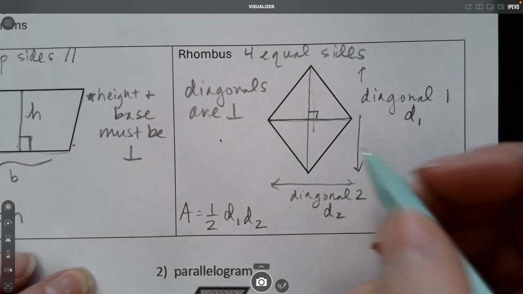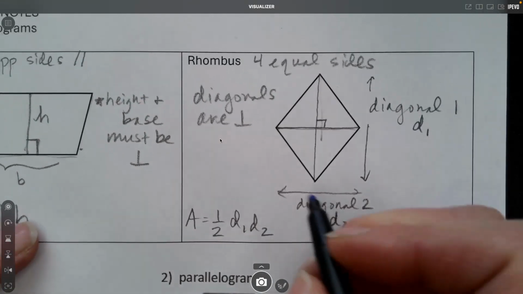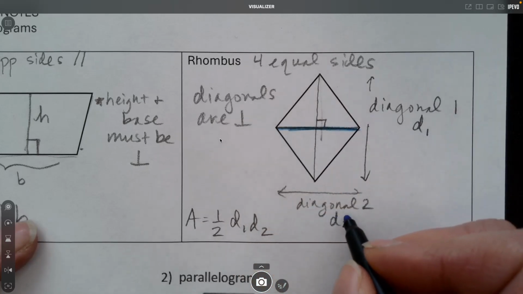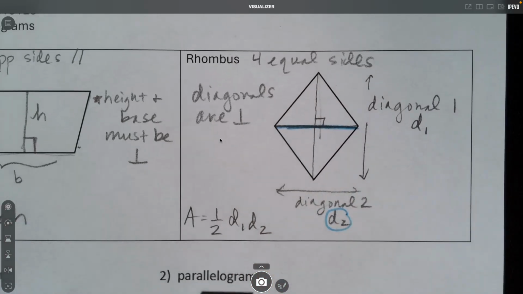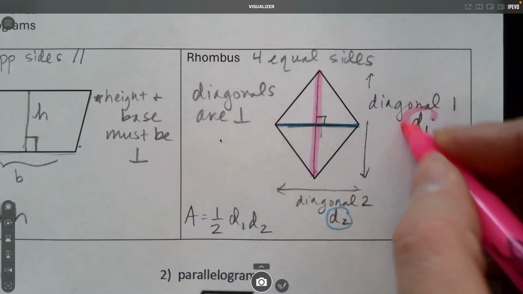So you can see that there's some triangle formula stuff going on here. I just really want to make clear again that this diagonal 2 is this length right here. That's my diagonal 2, and my diagonal 1 is the vertical one. So that's my diagonal 1.